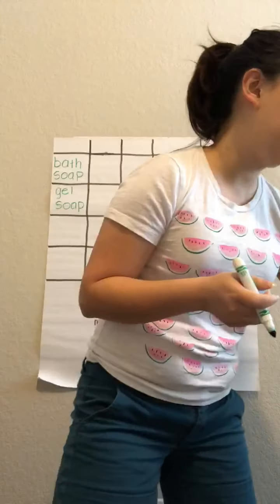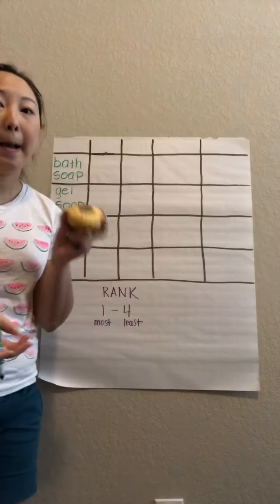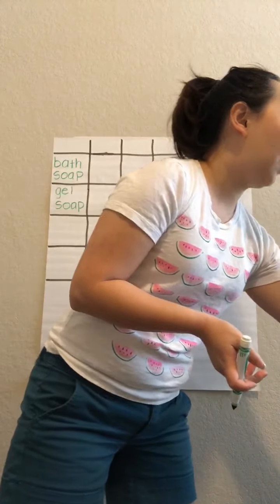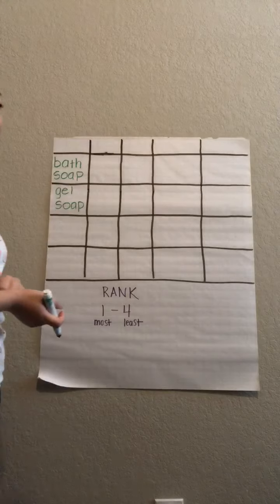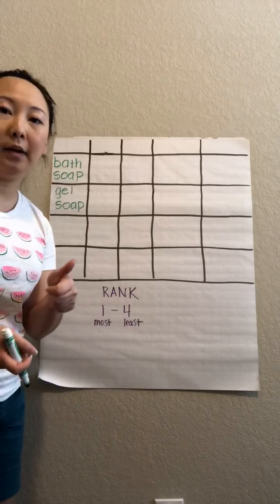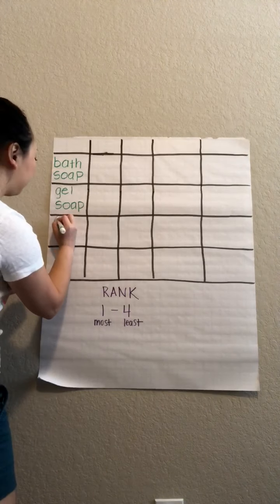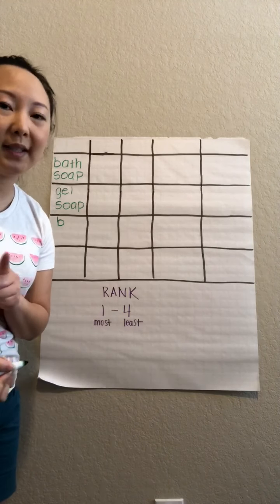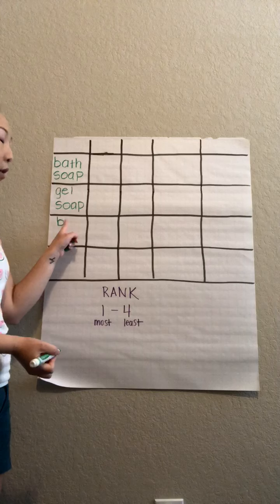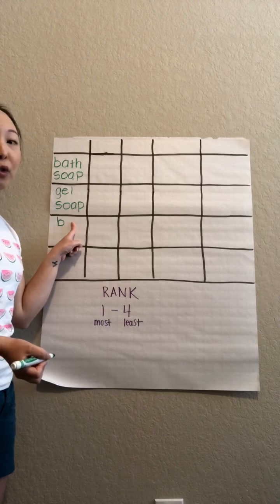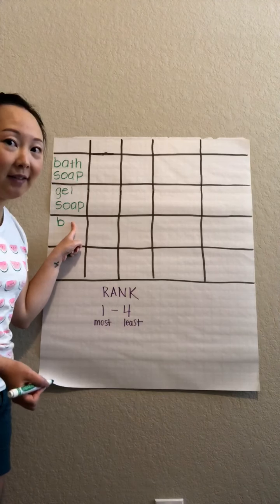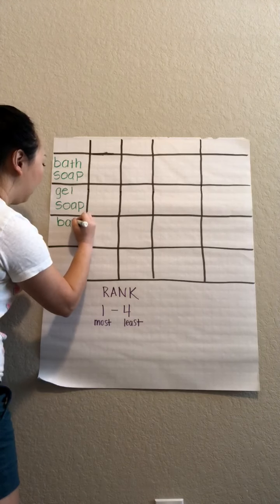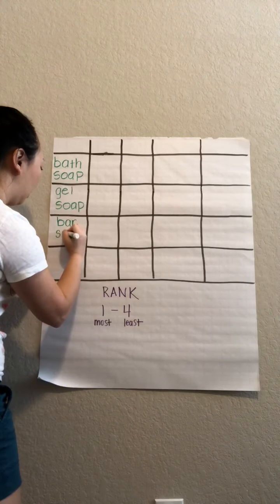Then another kind of soap I found at my house was a bar soap. And so I'm going to write down bar soap. Let's break apart bar. B, R. We know that every word needs to have a vowel. So instead of just putting a B and an R, what letter goes with the R to make the R sound? A. Good. So B and then A-R. Bar soap.